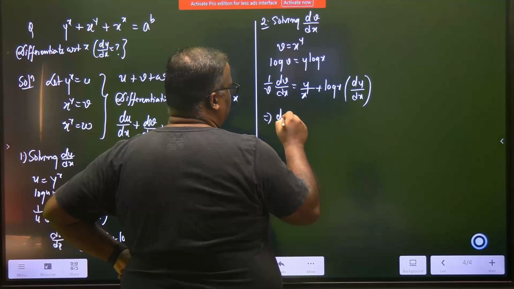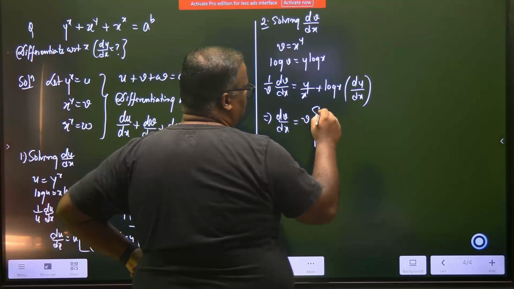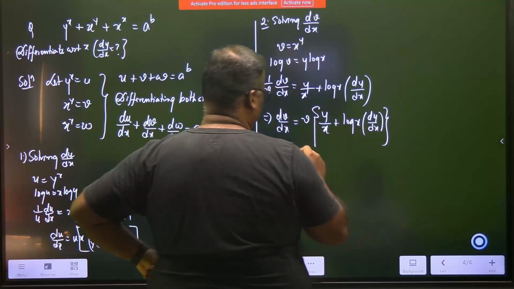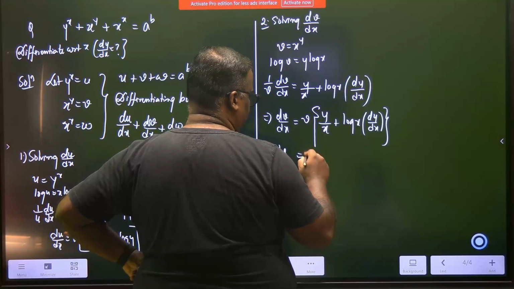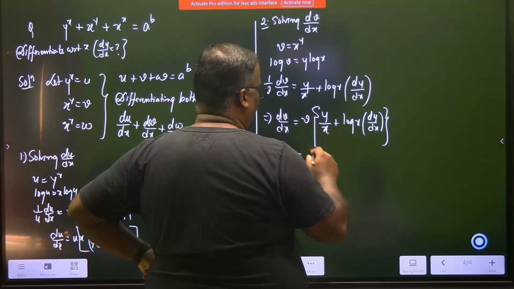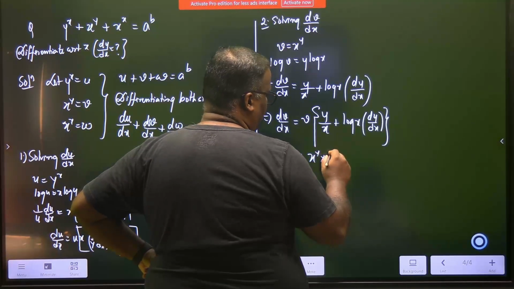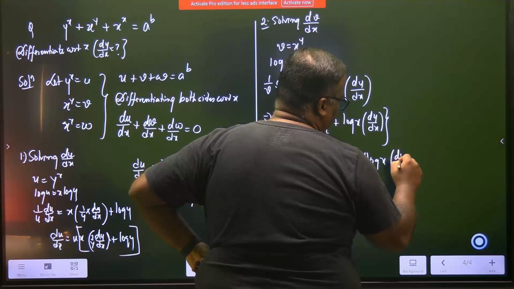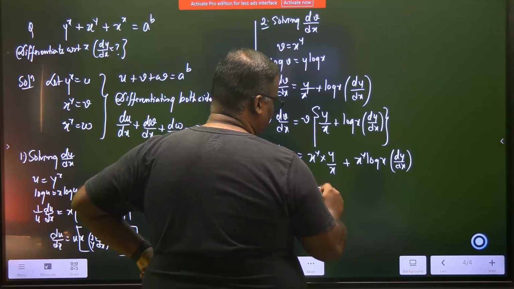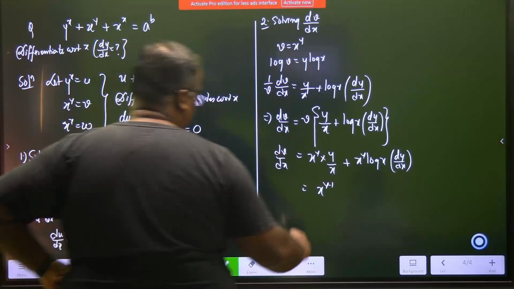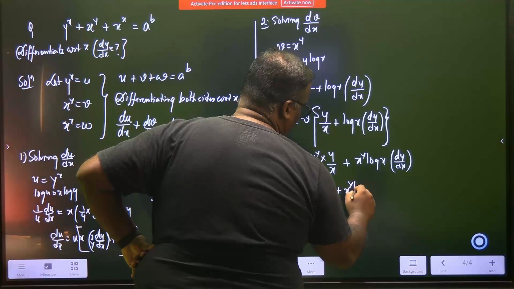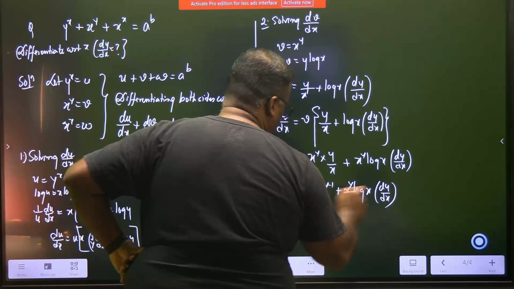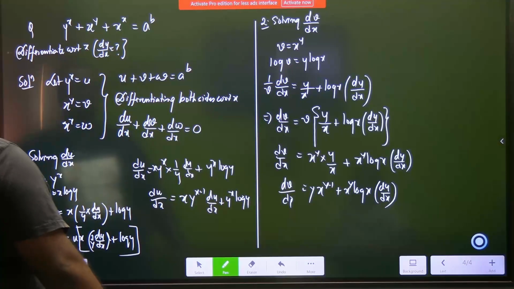So our dv by dx now becomes equal to v times y by x plus log x dy by dx, which is equal to, instead of v we write x to the power y into y by x plus x to the power y log x dy by dx, which is equal to y times x to the power y minus 1 plus x to the power y log x dy by dx. Finally, children, you have to get the value of dy by dx. So 3 dy by dx terms will come. We will take common and we should be able to do it.